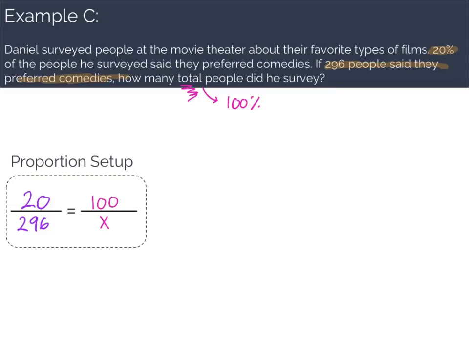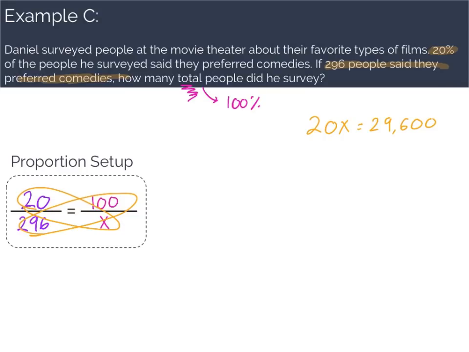Now we're going to cross multiply with the information that we have. 20 times X is going to give us 20X. Then we're going to do 296 times 100, and when we do that, we're going to get 29,600, a large number. Again, if you have to use your calculator, that's okay. Better to use the calculator and get it right than not use the calculator and get it wrong.